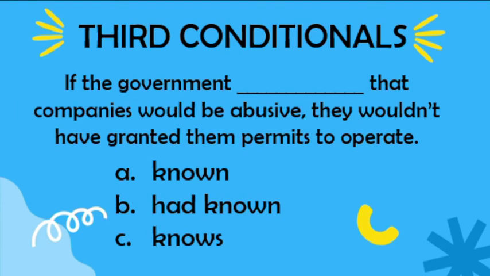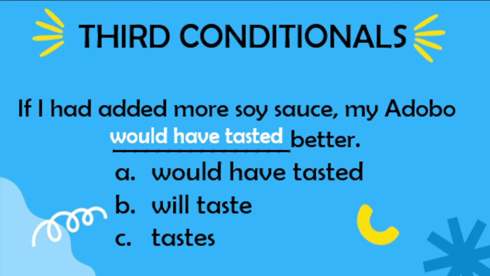Okay? Another example. If the government blank that companies would be abusive, they wouldn't have granted them permits to operate. If clause, if the government had known that companies would be abusive, they wouldn't have granted them permits to operate. Tandaan po, sa if clause or sa condition, gumagamit tayo ng had plus past participle of the verb. Doon naman sa result, yun yung would have. Okay, would have granted, katulad nito, would have tasted.